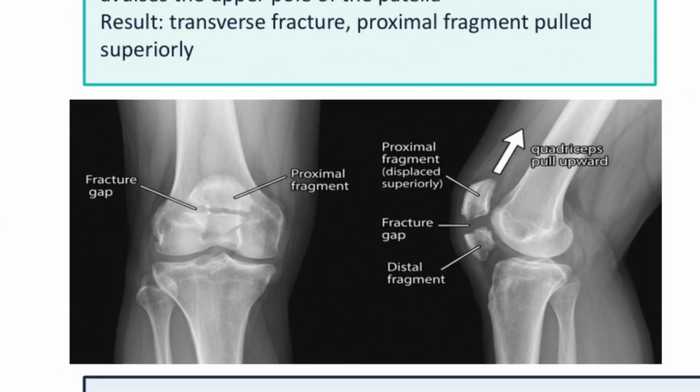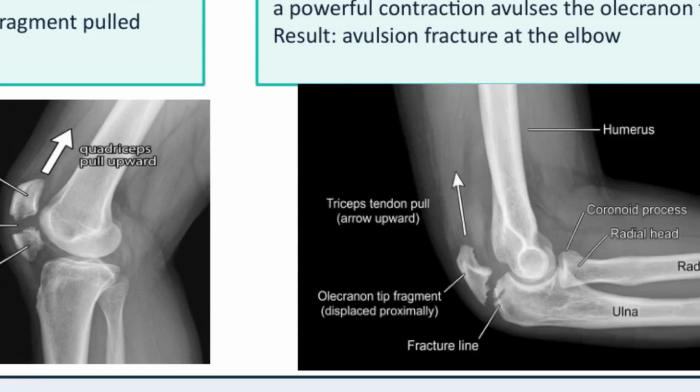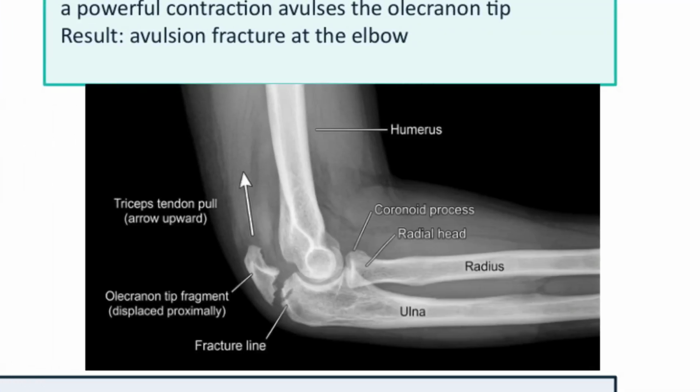The quadriceps tendon contracts violently and avulses the upper pole of the patella. The result is a transverse fracture with the proximal fragment pulled superiorly. The second is an olecranon fracture. The triceps muscle inserts at the tip of the olecranon. A powerful triceps contraction avulses that tip, causing an avulsion fracture at the elbow.